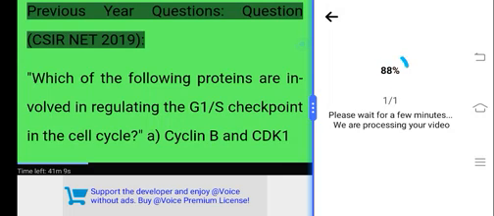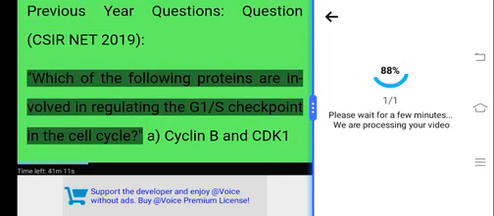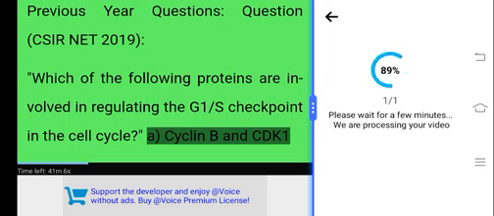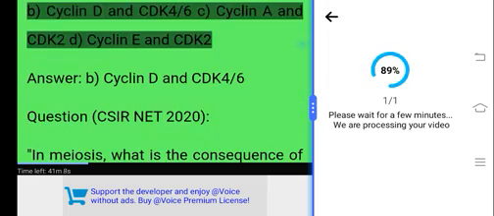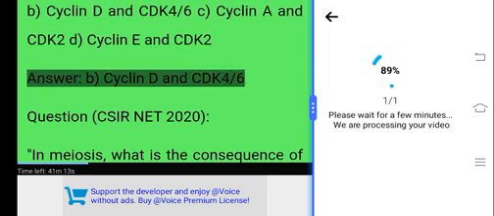Previous year questions. Question, CSIR NET 2019. Which of the following proteins are involved in regulating the G1/S checkpoint in the cell cycle? A. Cyclin B and CDK1. B. Cyclin D and CDK4/6. C. Cyclin A and CDK2. D. Cyclin D and CDK2. Answer: B, Cyclin D and CDK4/6.